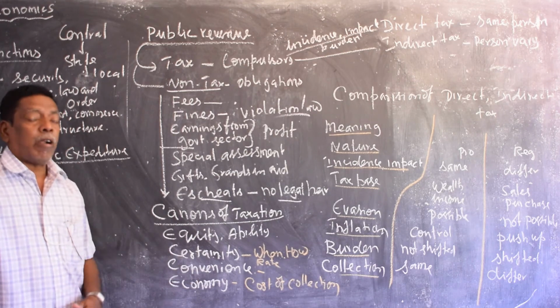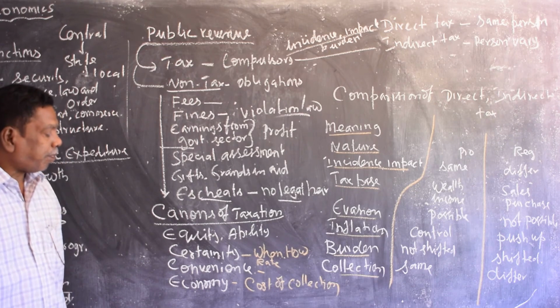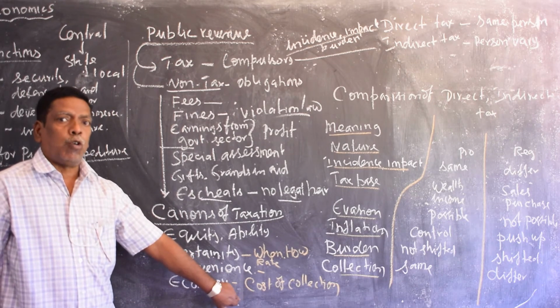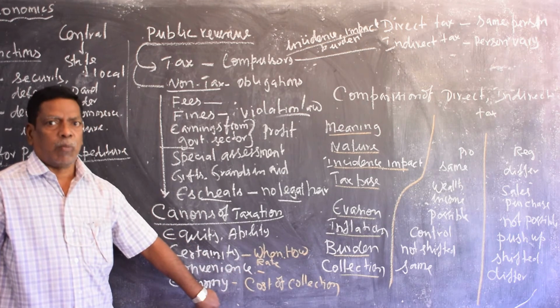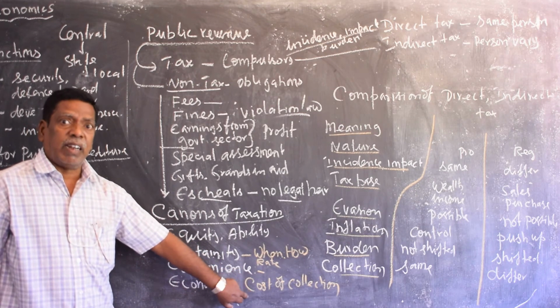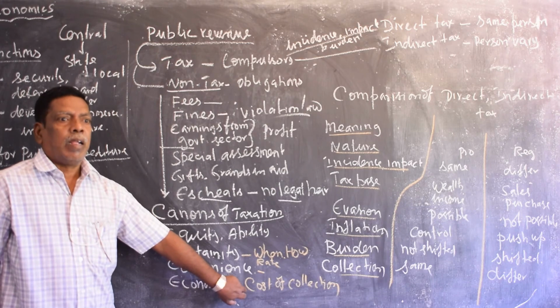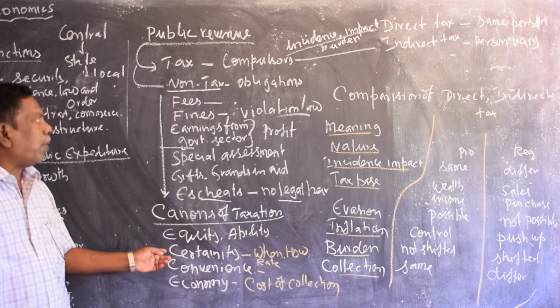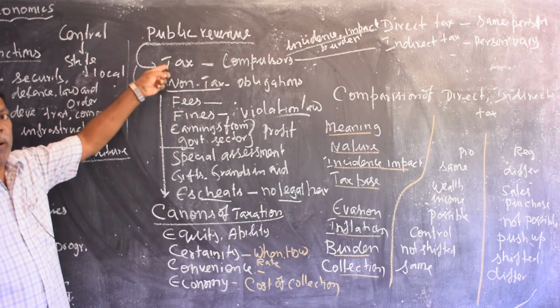And the canon of economy. What is this canon of economy? The cost of collection of tax should not be higher than the tax amount. The cost of collecting the tax should not be higher than the tax amount. That is economy. These are the 5 canons to be looked upon while doing public revenue.